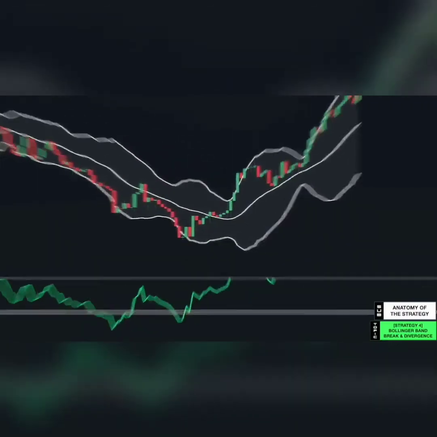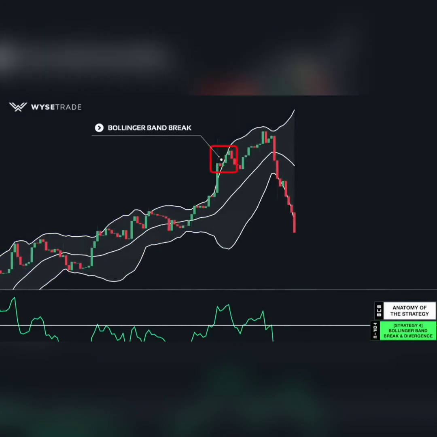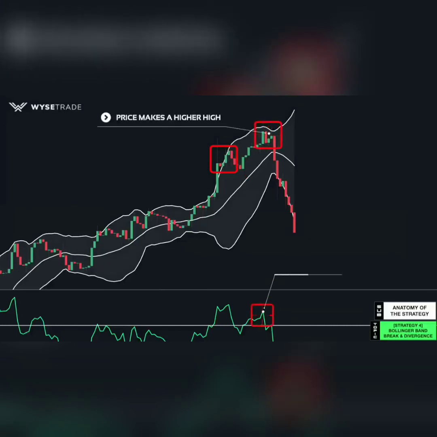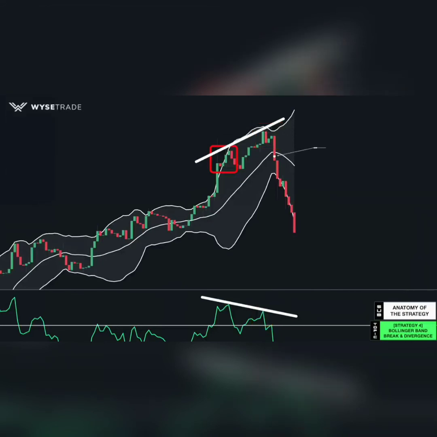So in the opposite direction, this works the same. You have your moving uptrend, followed by a Bollinger Band break. Price pulls back and moves back inside before making a higher high, whereas the RSI makes a lower high, which creates a divergence. Once you had your trend change confirmation, you would look for short trade entries.